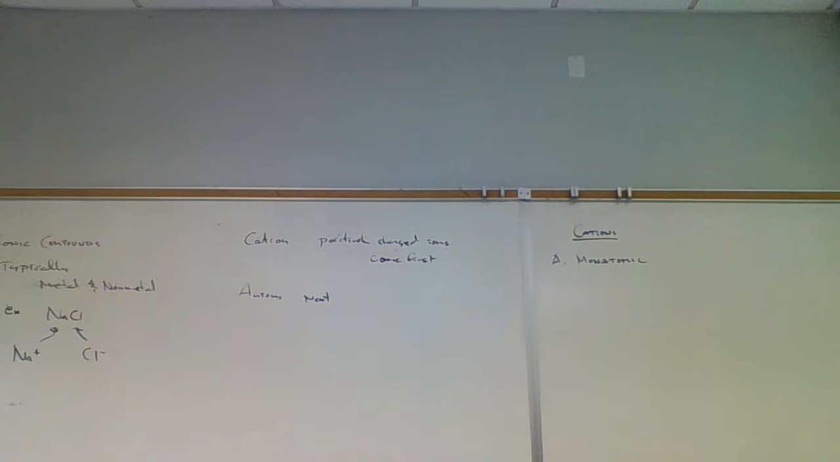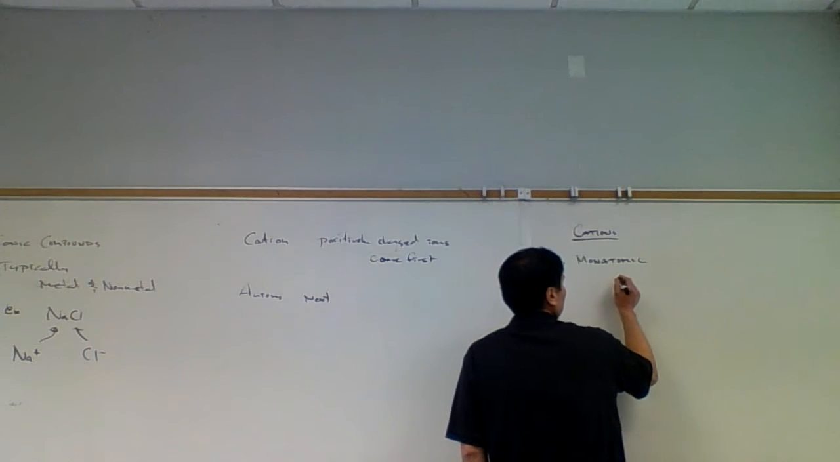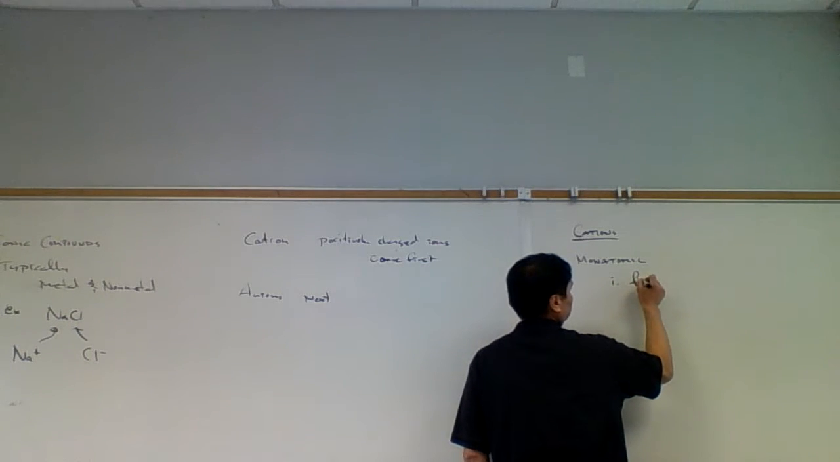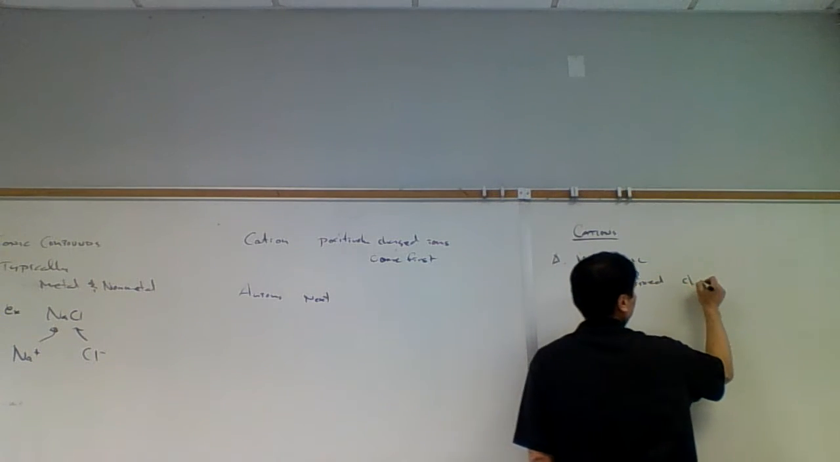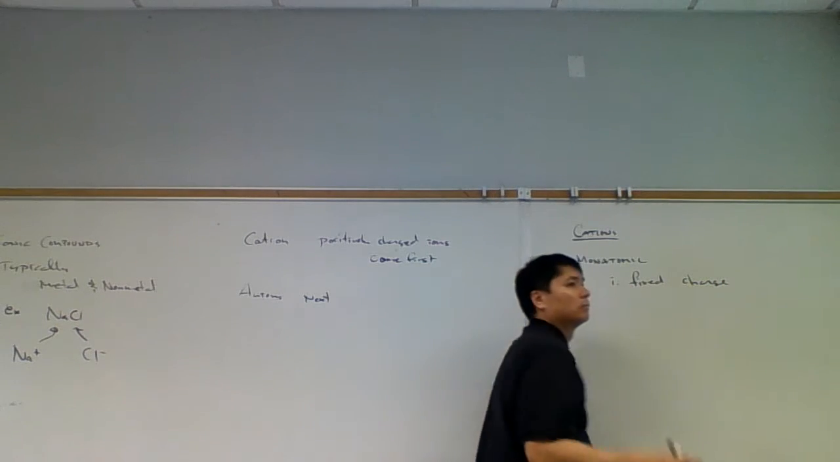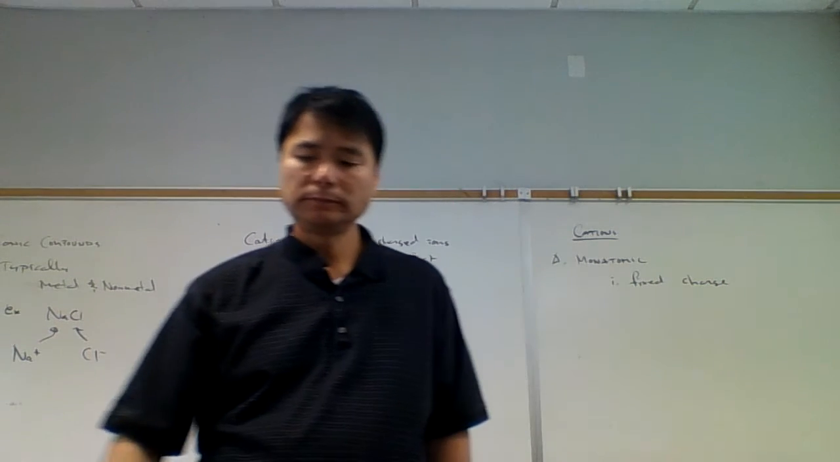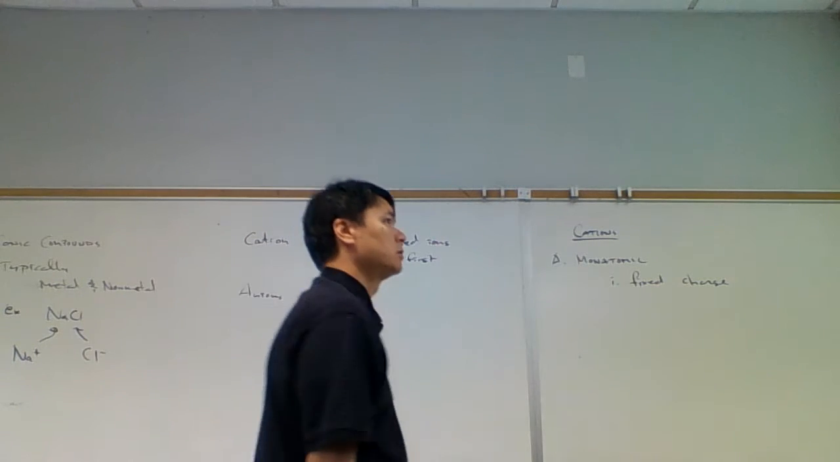All right, so let's look at monatomic cations. The name is just the name of the element. But we have two types of monatomic cations. We have something called fixed charge and variable charge. Okay, here I'm going to veer off from your PowerPoint. The fixed charge ones are going to be like this.